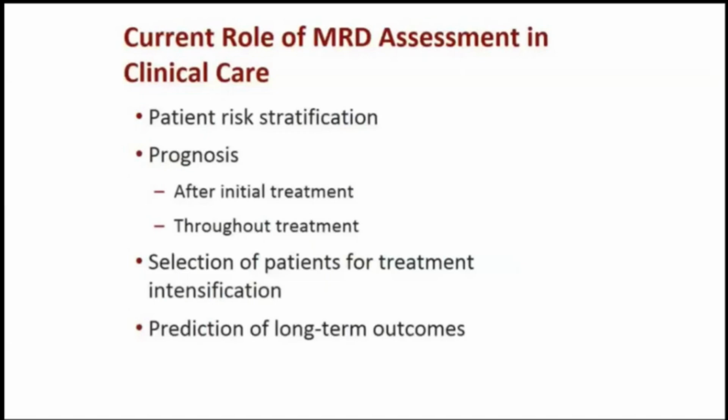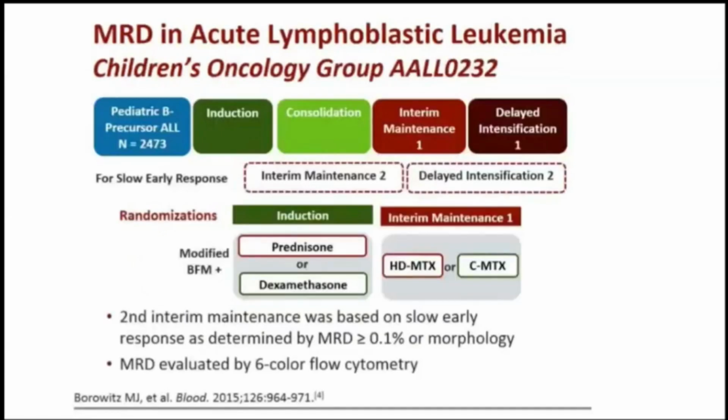It's the single most independent predictor of prognosis in patients with acute leukemias. The second is prognosis after initial treatment and throughout treatment, selection of patients for treatment intensification, and prediction of long-term outcomes. So Professor Wood discussed this study, and this was a landmark paper. I'm discussing AL0232 because this was one of the pioneer trials for pediatric ALLs. They comprise the data of 2,400 odd children, and it was a BFM backbone protocol, a COG protocol. Next.